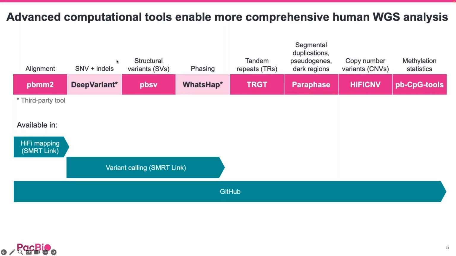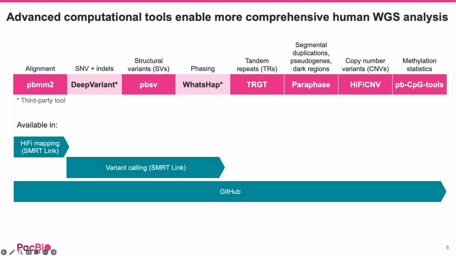Moving on to structural variants, that is large insertions, deletions, duplications, inversions, and translocations. We have pbsv as the SV caller. For small variant phasing, WhatsHap has been a well-accepted tool from the community. All the tools up to here, you will be able to access through our fully supported SMRT Link software suite in HiFi mapping or variant calling analysis workflows. For more advanced variant types, we also introduced TRGT for tandem repeats and Paraphase for segmental duplications.